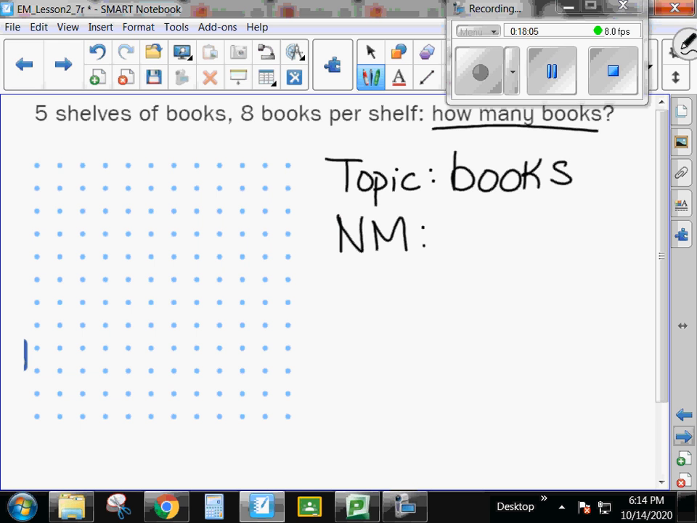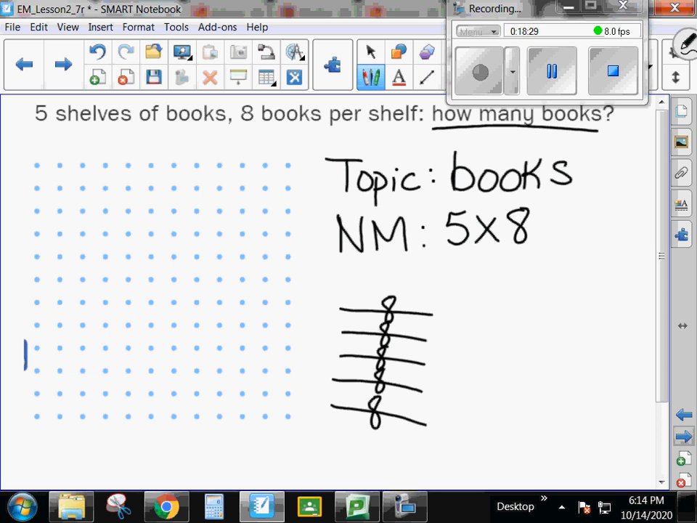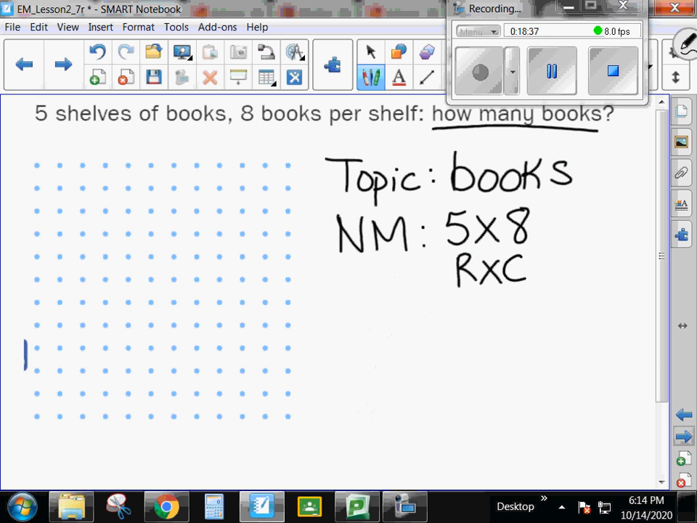Abbreviate that real quick. I have 5 shelves, and there's 8 books on each shelf. So I have 5 shelves. 1, 2, 3, 4, 5. There's 8 books on each shelf. I'm just going to draw them like this for now, and then we're going to transfer it to an array. Okay, so what's my number model? Well, I have 5 rows of 8. All right, so go ahead and pause the video. I want you to go ahead and represent this, your rows times columns, on your dot paper, and then tell me what your answer is.